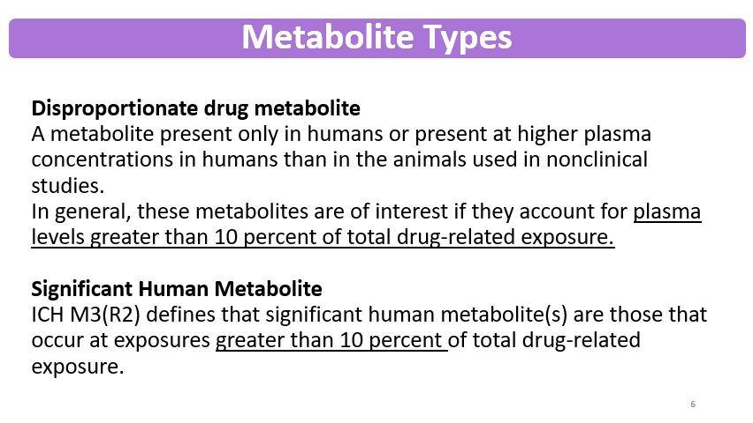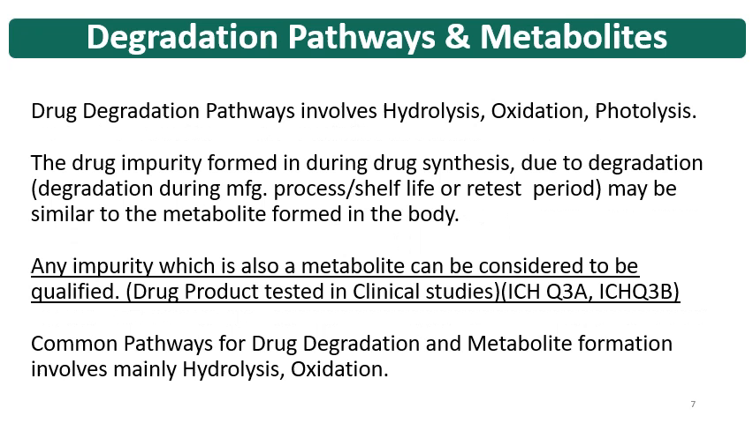Then significant metabolite: as per the ICH M3(R2) guideline, it defines that significant human metabolites are those that occur at exposures greater than 10% of the total drug related exposure. So this is the guideline related to this definition. Generally remember that 10% is the criterion for a metabolite to be a significant metabolite.